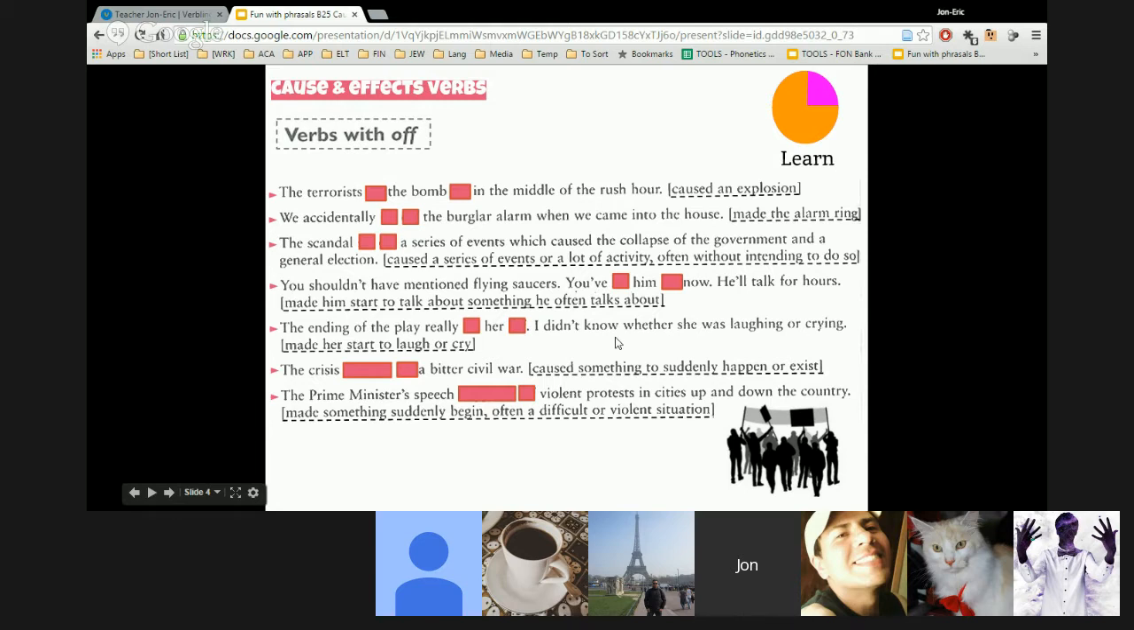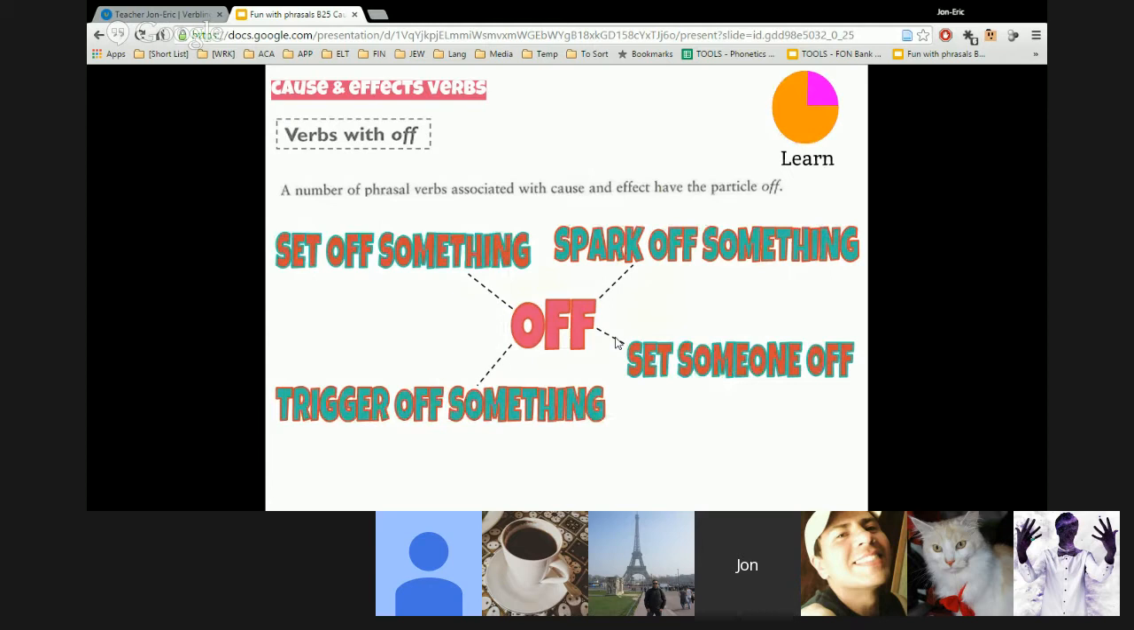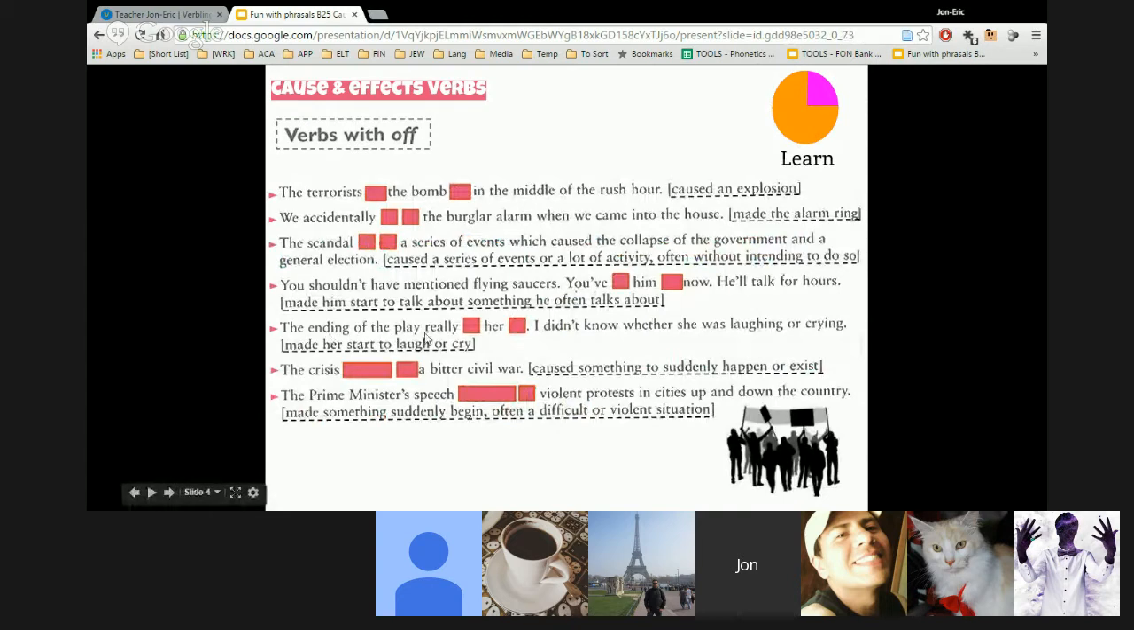Good. Okay. These are your choices. Take a quick look. Set off. Let's see. So, the ending of the play really... Say that again with the right... Go for it. Marcus? Yeah, but read the whole sentence. Let's hear how it sounds. The ending of the play really set her off. I didn't know whether she was laughing or crying.